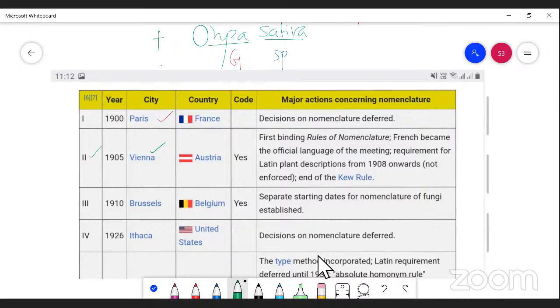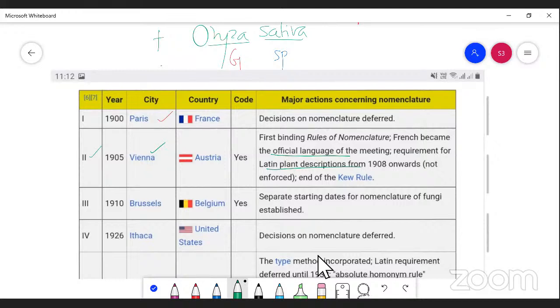The first binding rules of nomenclature were made, and French became the official language. In the Vienna meeting, the official language was considered to be French. But later on, it was slightly changed, and Latin transcription or Latin description was also implemented.